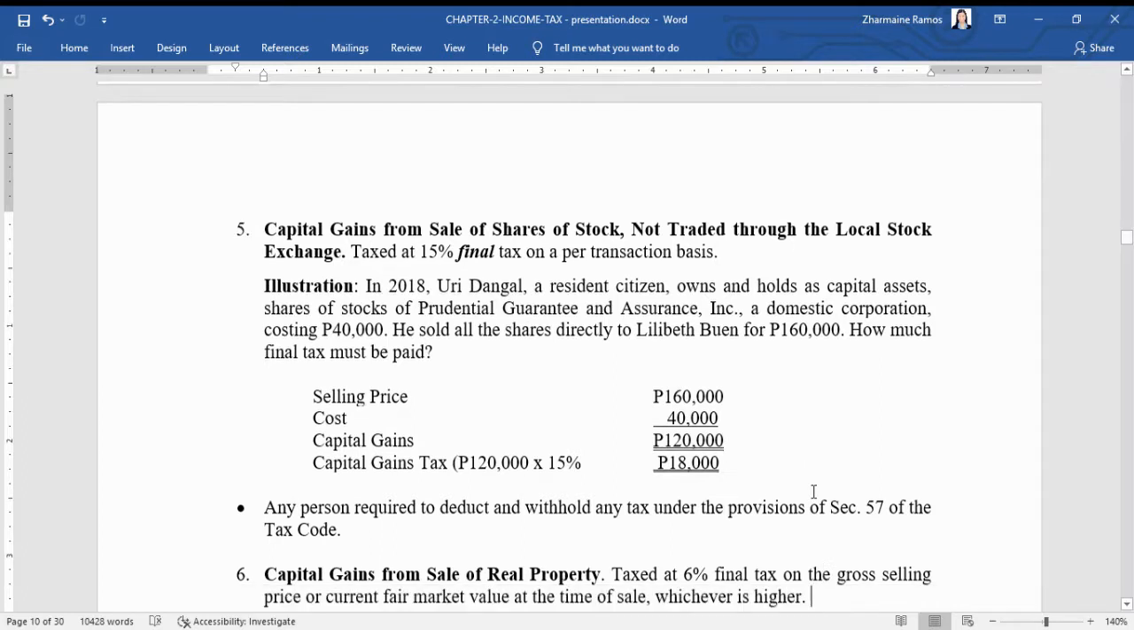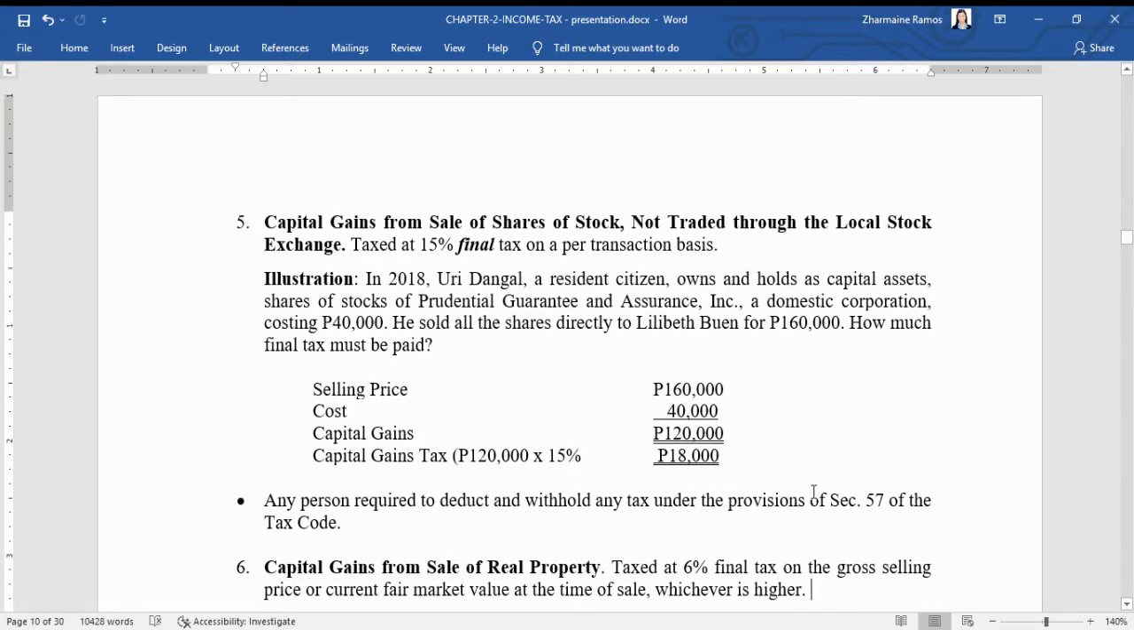So, i-compute muna natin yung capital gains niya. Kung binenta niya ng 160,000, ang cost is 40,000, syempre, ang capital gains niya is 120,000. Para makuha natin yung tax, i-multiply natin siya at 15%. So, the capital gains tax in this example is 18,000 pesos.